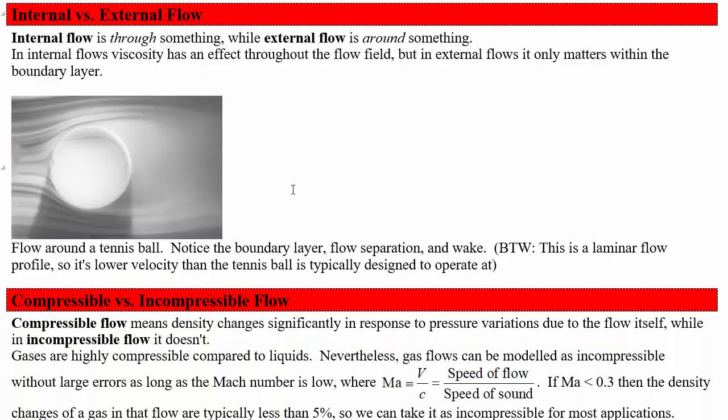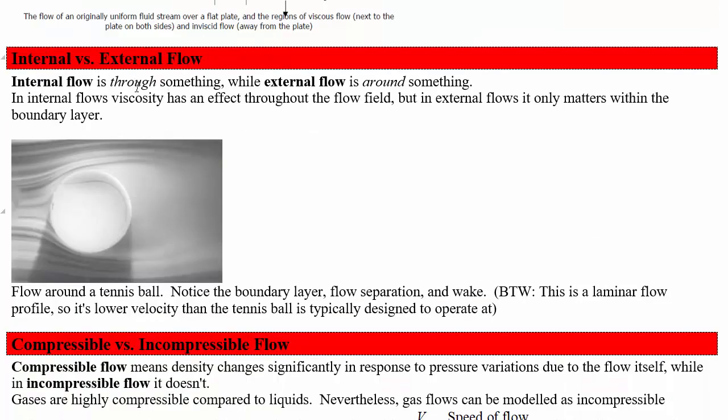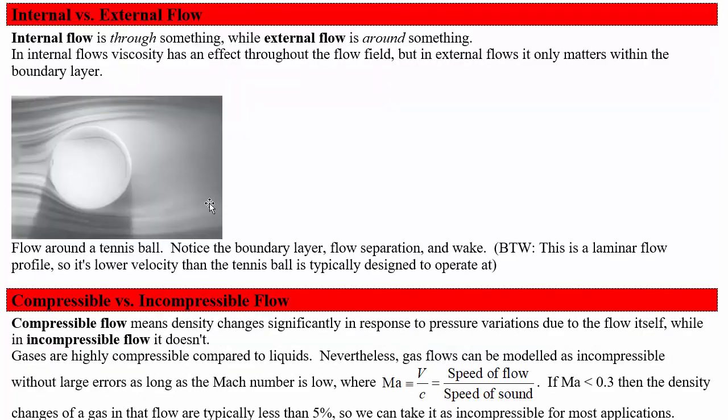Internal versus external flow. Internal flow is flow through something, while external flow is flow around something. We're going to spend one chapter on external flow, that's chapter 15 in the book, and internal flow is going to be in chapter 14. So we're going to spend one chapter on that too, but we're going to spend more time on it because it's a little bit more complicated and a little more important for some of the stuff we're going to be using this course for afterwards.